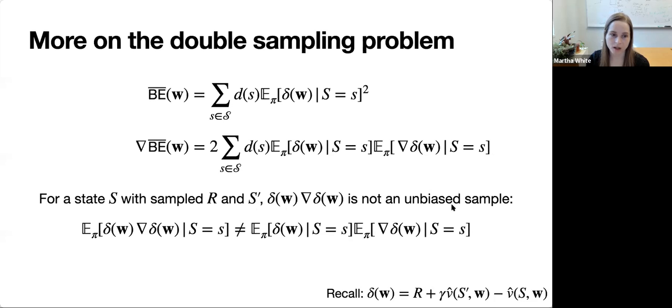Well, that's not going to give us an unbiased sample because we know the expectation of this product is not necessarily equal to the expected value of the first term times the expected value of the second term, i.e. expected value of x times y is not equal to expected value of x times expected value of y, unless x and y are independent. So we'll need an independent sample for this term and an independent sample for this term, and that's the double sampling problem. I'm going to pause here in case anyone has any questions.